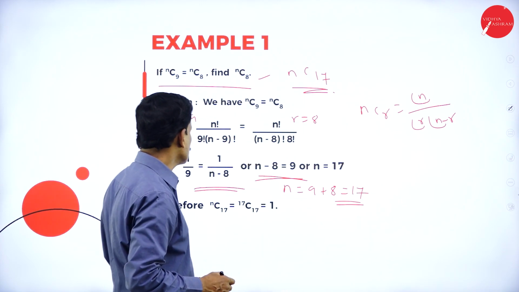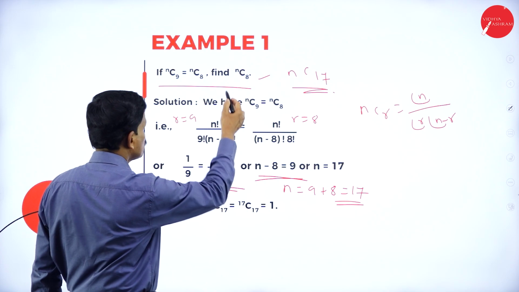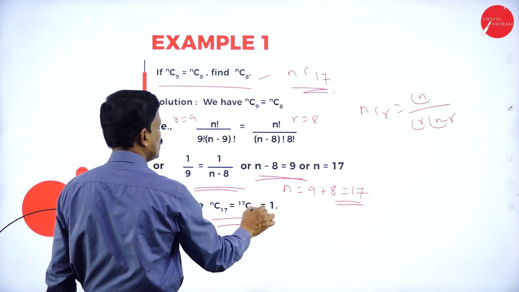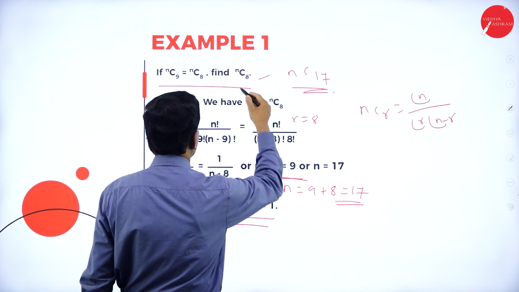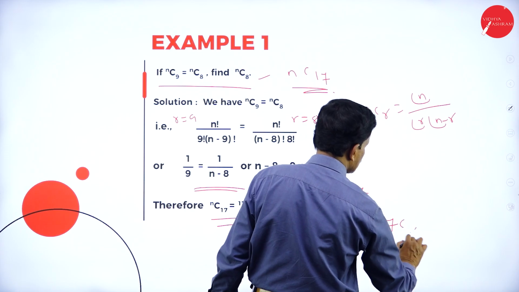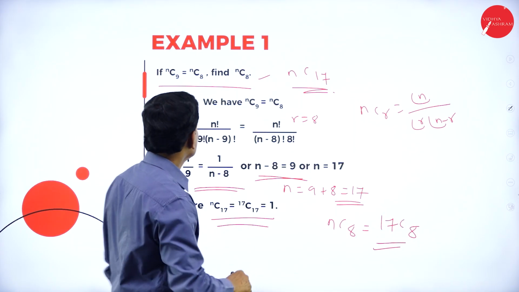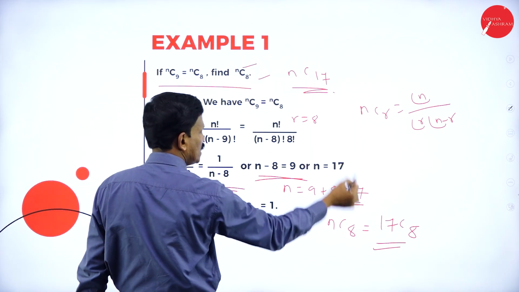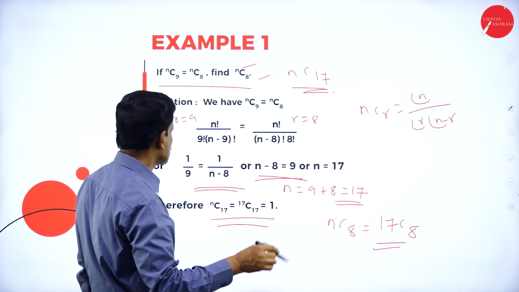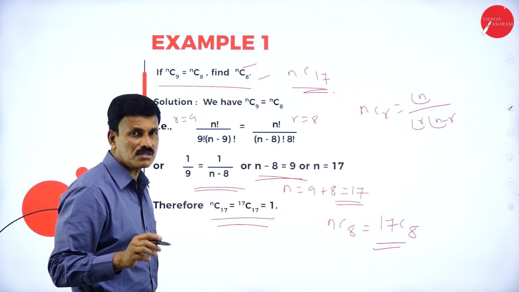So here n is equal to 17. If you substitute the value of n is equal to 17, what will you get? nC17, that is 17C17, is equal to 1, and nC8 can also be written as 17C8. That's it. So to find the value of nC8, it is 17C8, and nC17 is nothing but 17C17. This is how we are going to solve this problem.